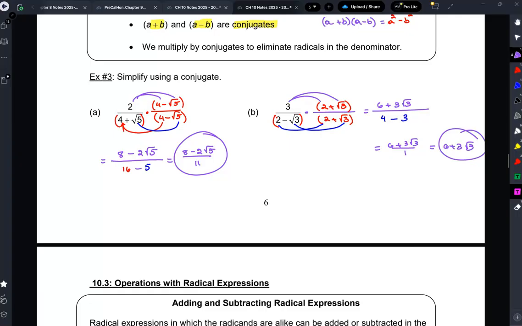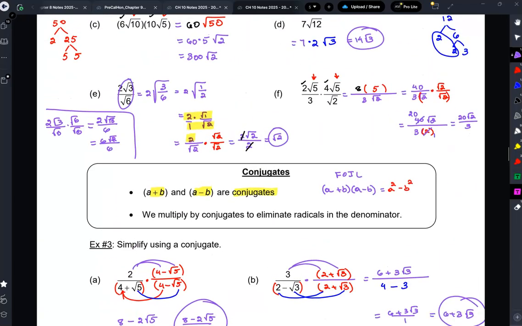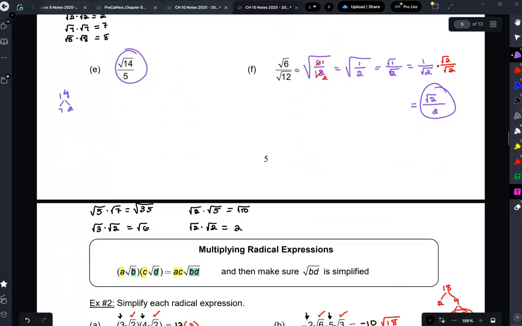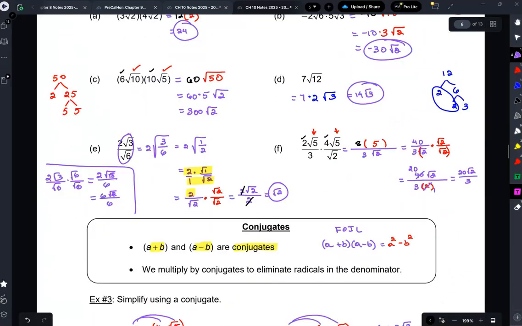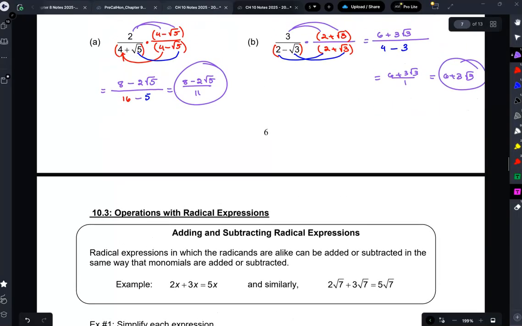Okay? It's FOIL, but it's a shortcut to FOIL because we don't want to be foiling with the roots. It gets very, very messy. So, moral of today's lesson. We never leave roots in the denominator. So you have to multiply by the same root. But if it's addition or subtraction, then you have to multiply by the conjugate.